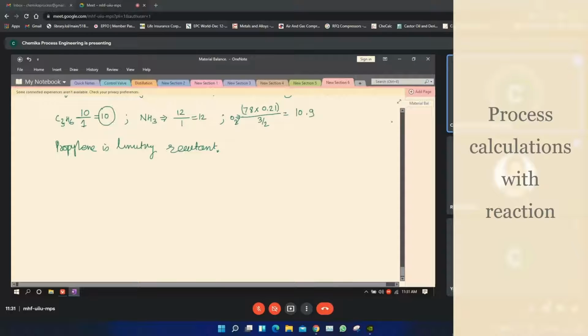Now next is to calculate the percent excess of the other two reactants, that is ammonia and oxygen. So how do we calculate the percent excess?